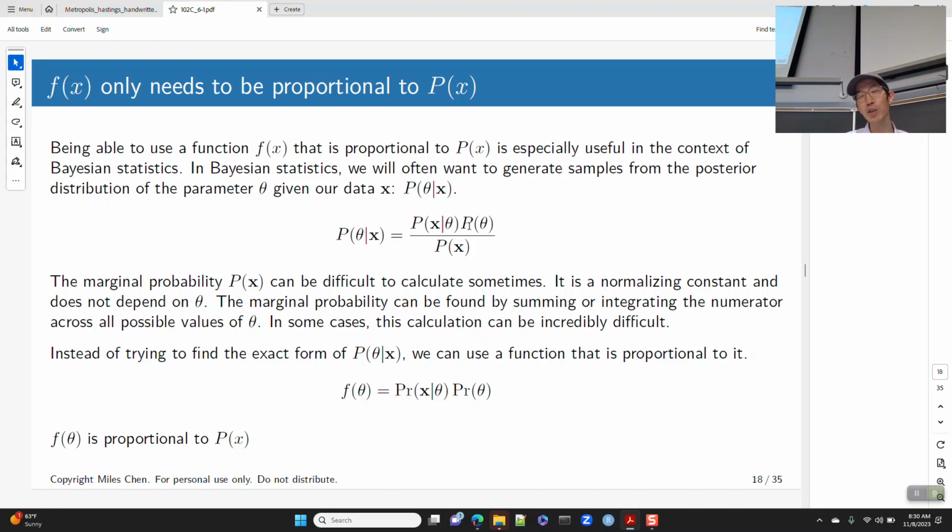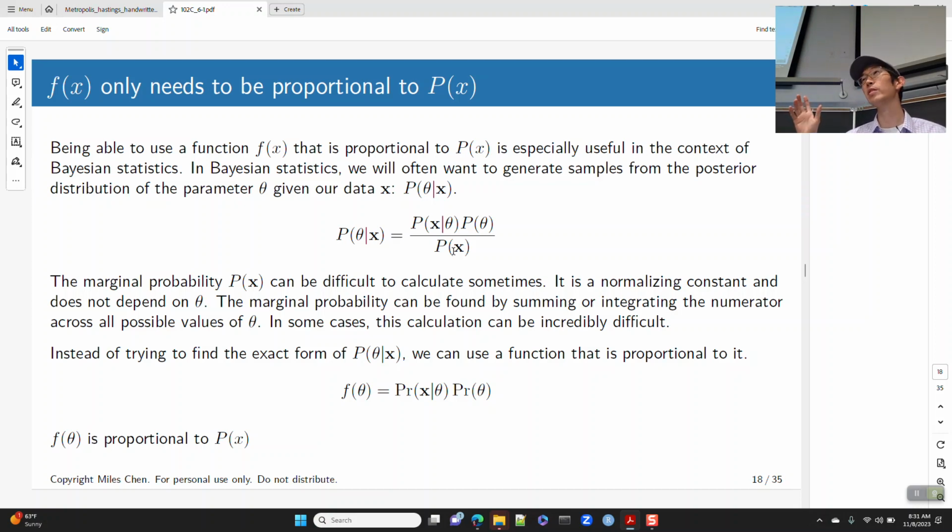in another class, we might try to find all of the different values of theta and sum the numerator across all of the different values of theta. And that could be a very computationally expensive thing. Okay, calculating what this P of X is, the marginal probability, by calculating the numerator across all possible values, either summing or integrating, that could be very computationally expensive. And really, this P of X is not dependent upon theta itself. It is dependent on the data, and so it is just a constant.